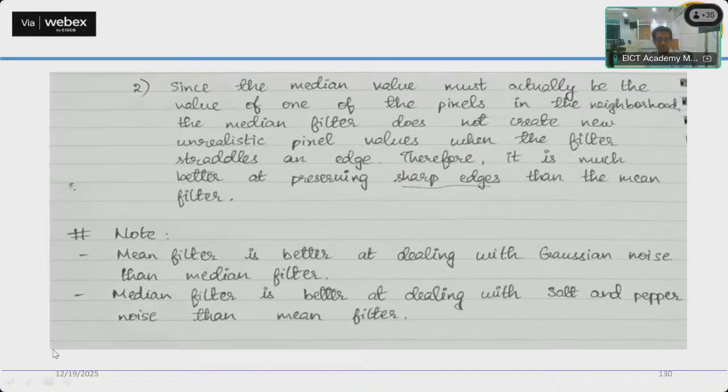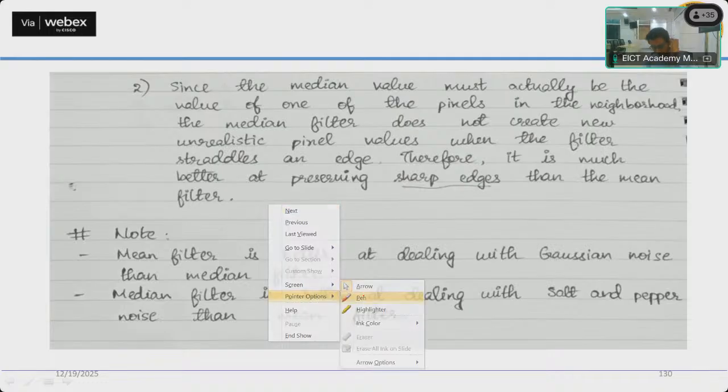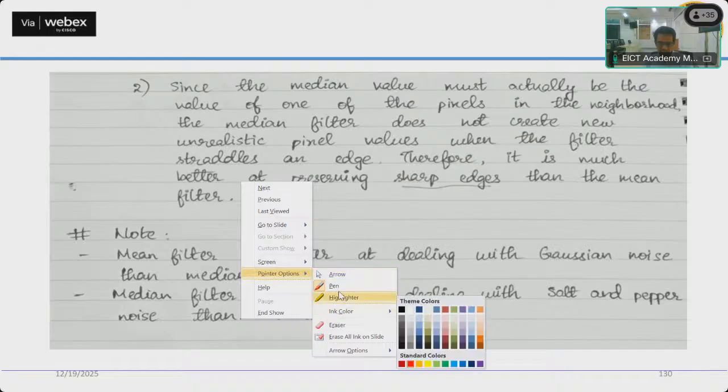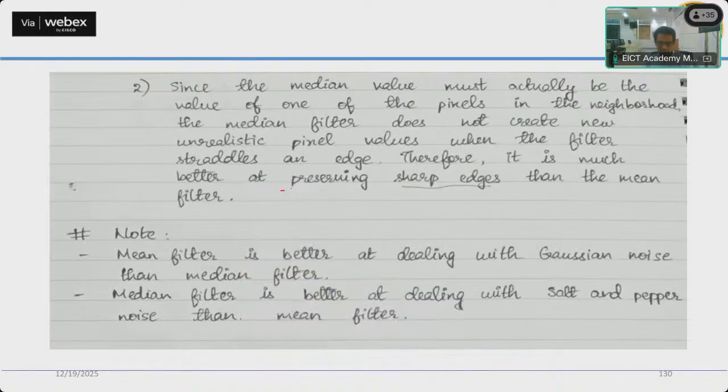Since the median value must actually be the value of one of the pixels in the neighborhood, the median filter does not create new unrealistic pixel values when the filter straddles an edge. Therefore, it is much better at preserving sharp edges than the mean filter. As I told you, we must be very clear about what is happening at the image level. In the mean filter, it is blurred out. But here, whatever sharp edges are there will remain.